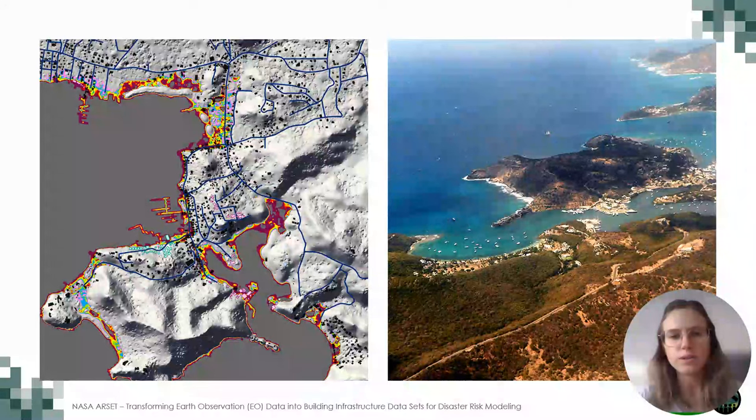Other very useful and important results that we can produce are those maps related to sea level rise and nuisance flooding, which is the flooding that has a 10% probability of occurrence in a given year. So what you see in different colors are the areas that are expected to be flooded in different decades.